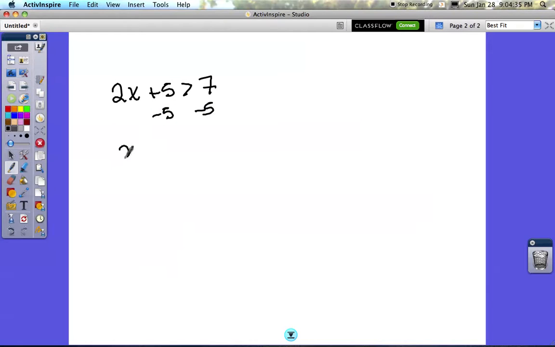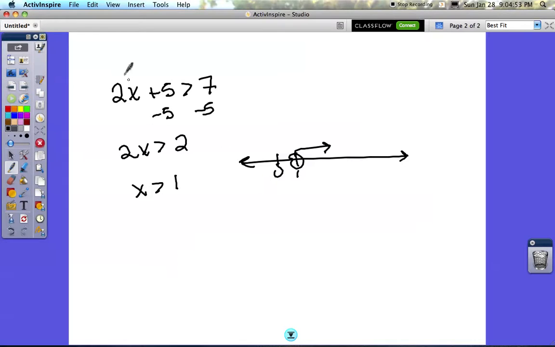Subtract the 5. 2x is greater than 2. X is greater than 1. Okay? So anything greater than 1 would make this statement true. Let's test that. Give me a number greater than 1. 2. 2 times 2 plus 5 is 9, greater than 7. Give me another number greater than 1. 10. 2 times 10 plus 5, is that greater than 7? Let's try 1.